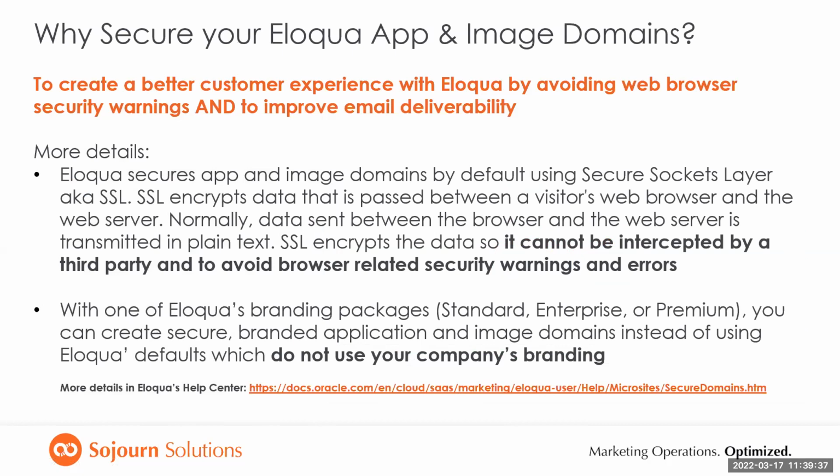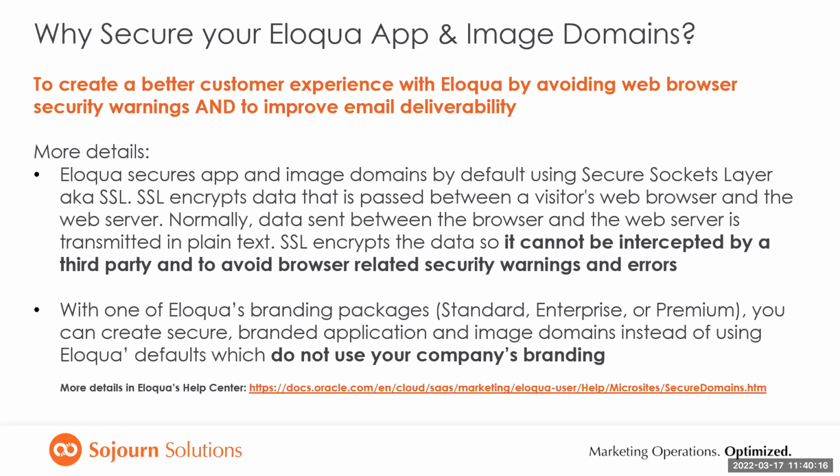Again, this is just restating why it's important to secure your Eloqua app and image domains. It creates a better customer experience, avoids browser issues and warnings, and improves email deliverability. So when we say the email is coming from, in this example, show me cables, everything associated to that email, the envelope information, the bounce back information, the app and image link information, is all tied to that same brand. And that's certainly going to boost your deliverability in terms of consistency. So a couple bullet points here.